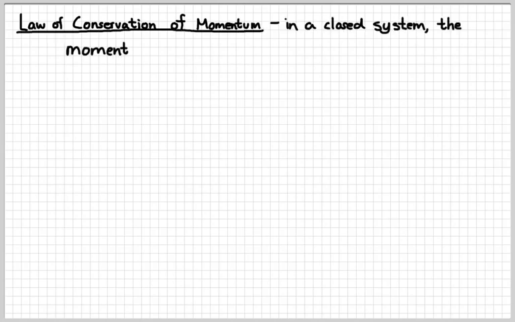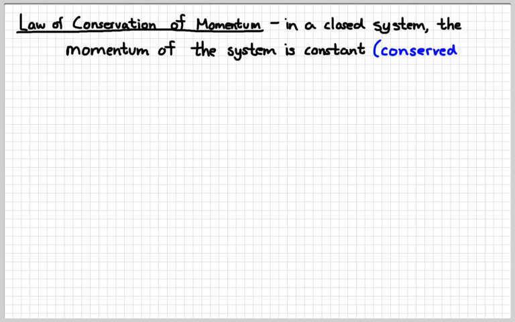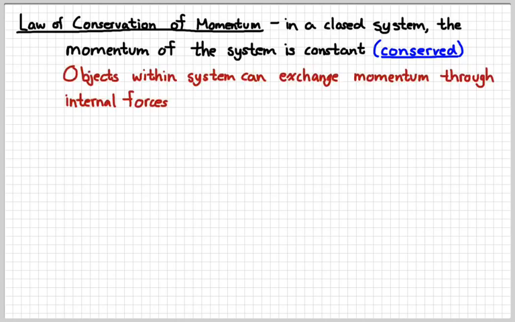In a closed system, the total momentum of the system is constant. Constant means that it's conserved. That's why we say conservation of momentum. If it's a closed system, the momentum is constant. Now, objects within the system can exchange momentum through internal forces. So that means that if you choose two objects as part of your system and they only push on each other, then it could be considered a closed system, and therefore momentum will be conserved.